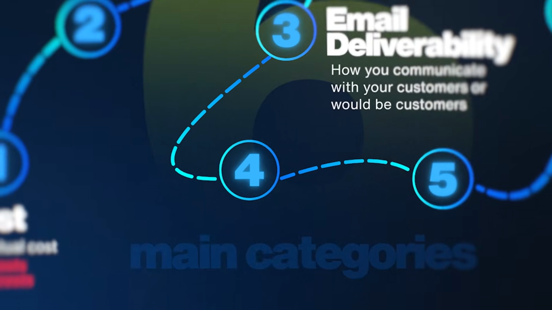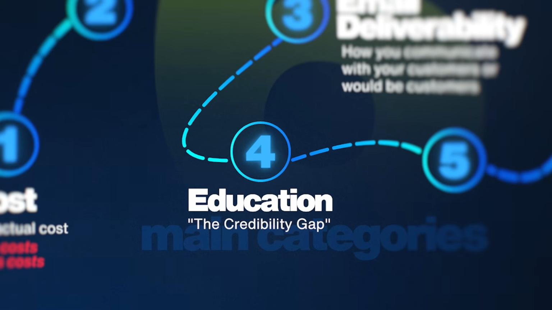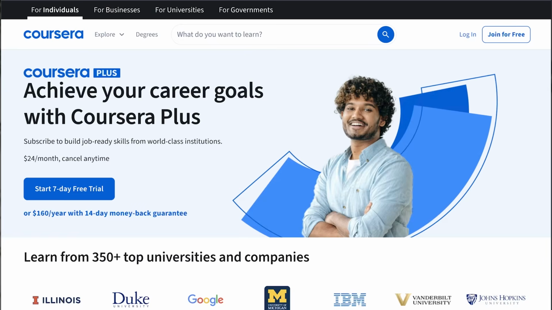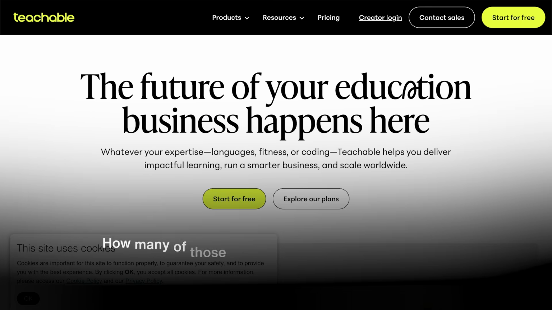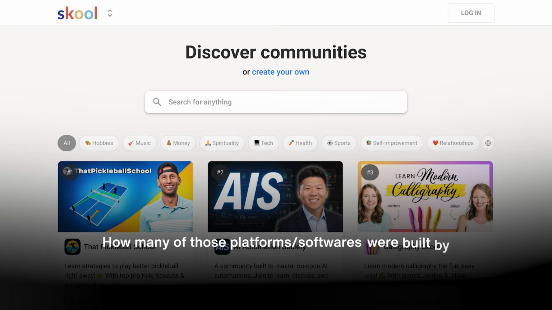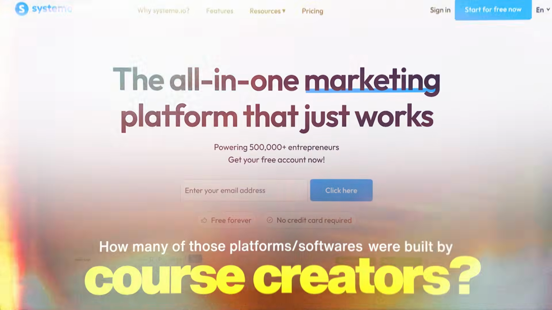And you'll find that problem inside of GHL. Moving on to category number 4, we have what I call the credibility gap. Let me just pause and ask you a question. Think of all the most popular softwares to create, market, and sell online courses. Ask yourself, how many of those platforms or softwares were built by course creators? Not built for them. I know who the target market is, but built by a course creator. They're very few and far between.